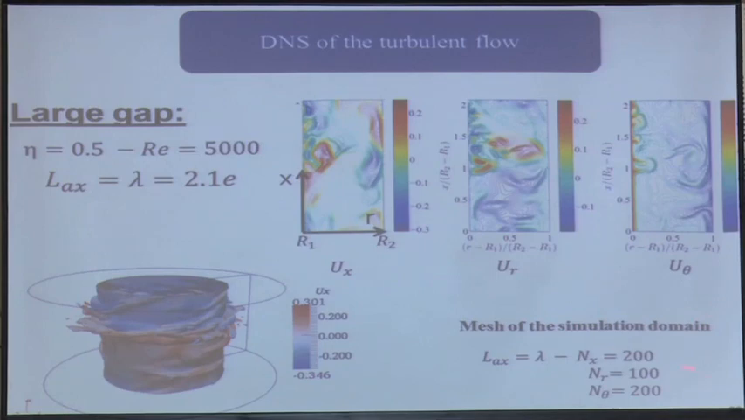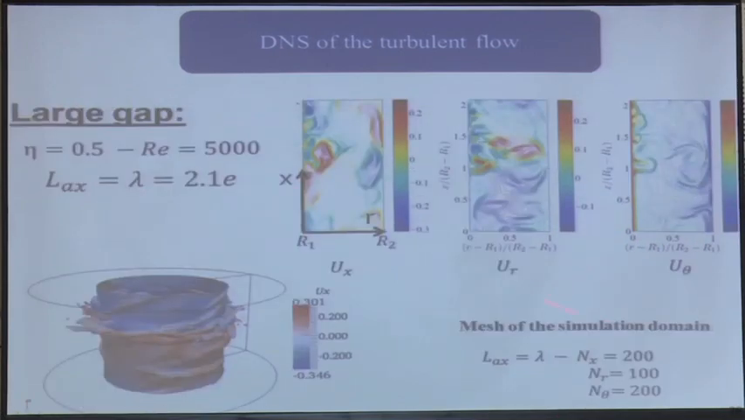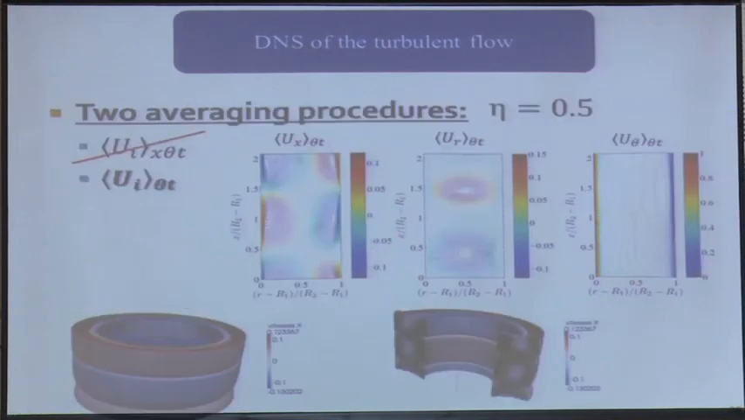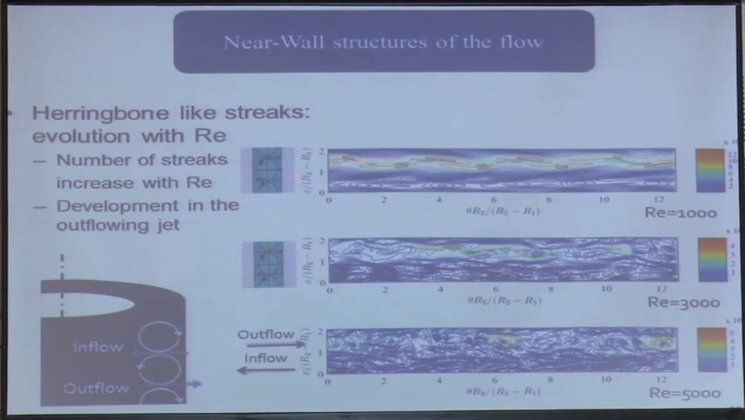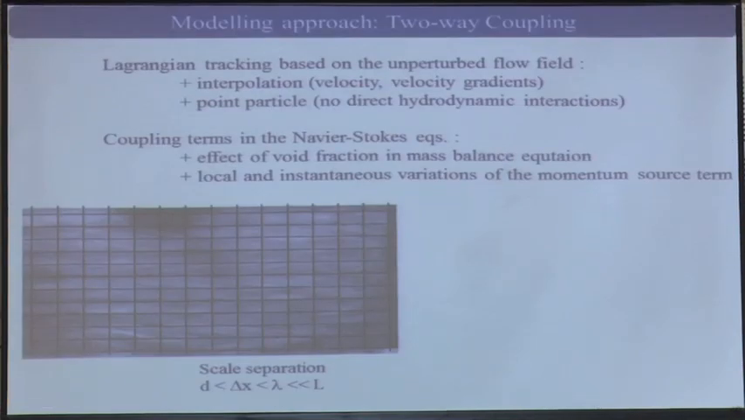But it is very time consuming. You see, about 5 million points. And the Reynolds number is not very high. It's 5,000, not very high actually. So we look at the flow structure, and then we were interested in the tracking of particles.